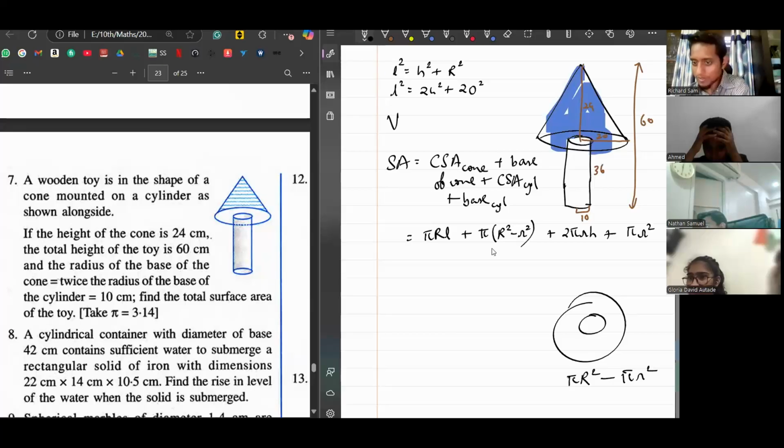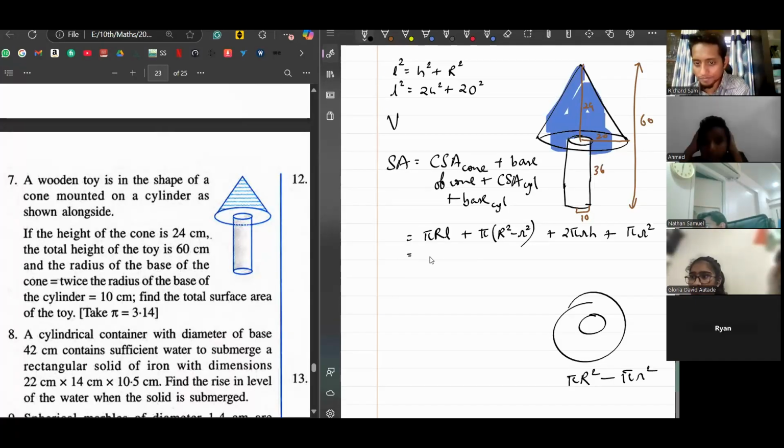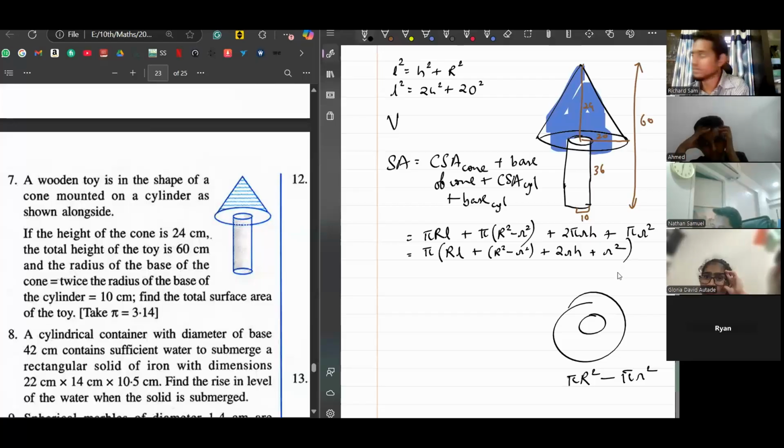Now in this formula also, we have to simplify. How can we simplify this? Pi is common in all. Take out pi. So then what's remaining? R L plus R square minus r square plus 2 r h plus r square. Right? Nice, big, interesting formula. Put the values over here. I want you to complete this now. Find L first, put that L in this formula and find.